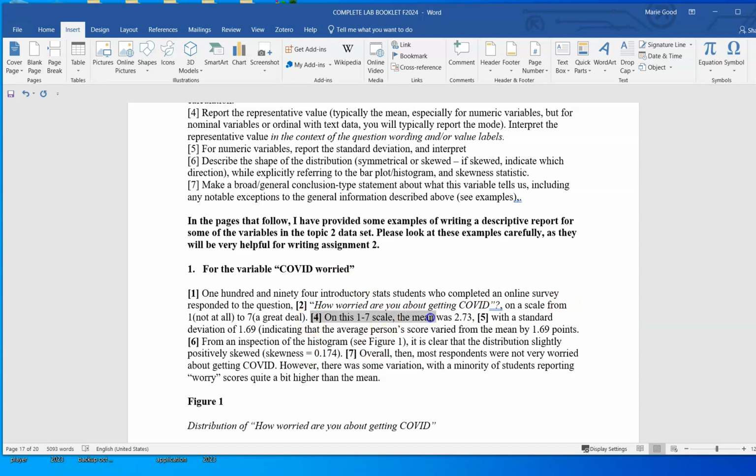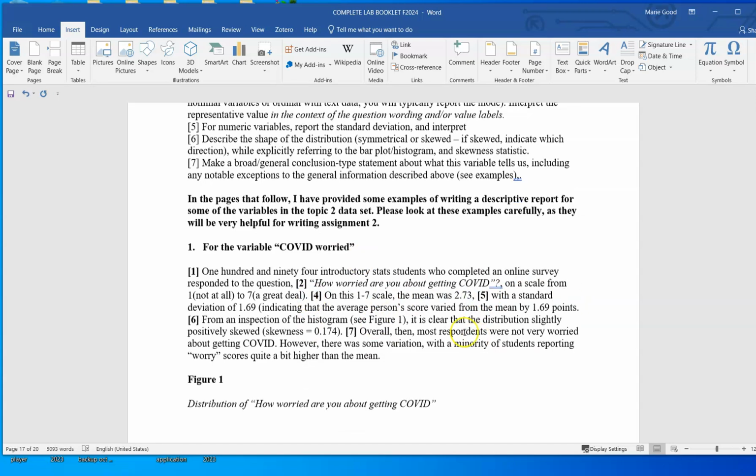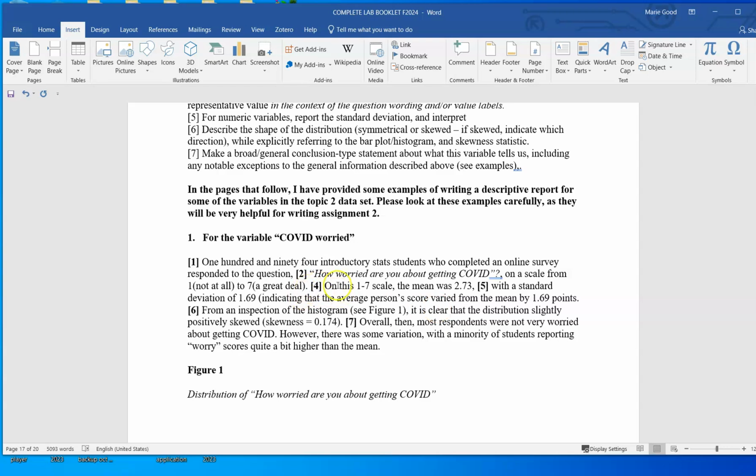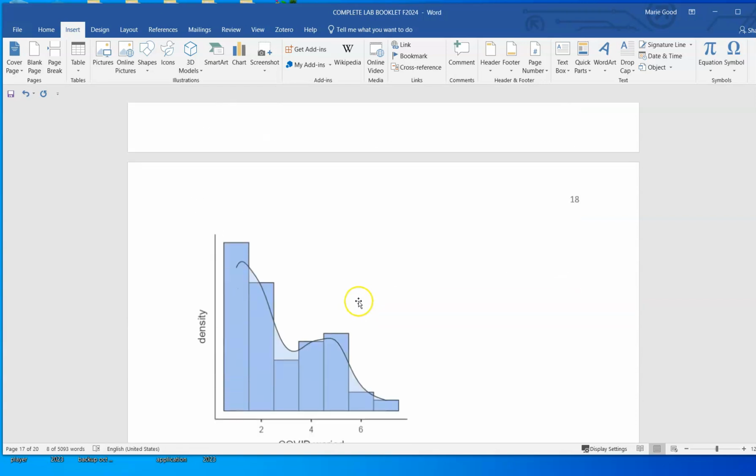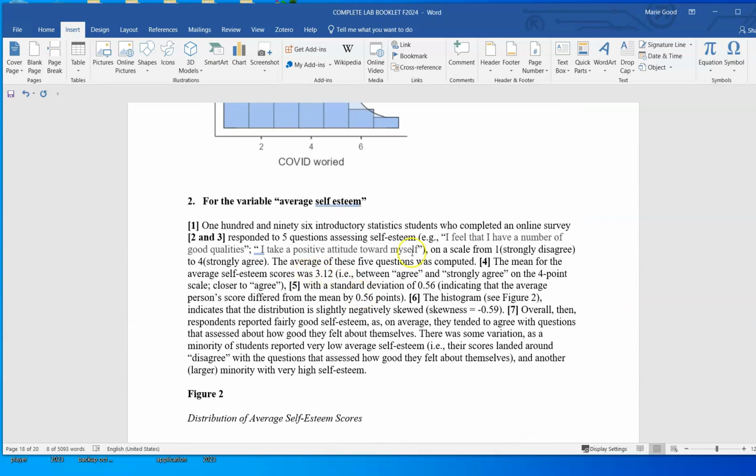All right. So now I want to go through another example that shows a slightly different way of how to interpret the mean in the context of the values that the questions were answered on, the response scale. Okay, and that is for the average self-esteem question. Okay, so the average of the 5 questions was computed, and then the mean for the average was 3.12.